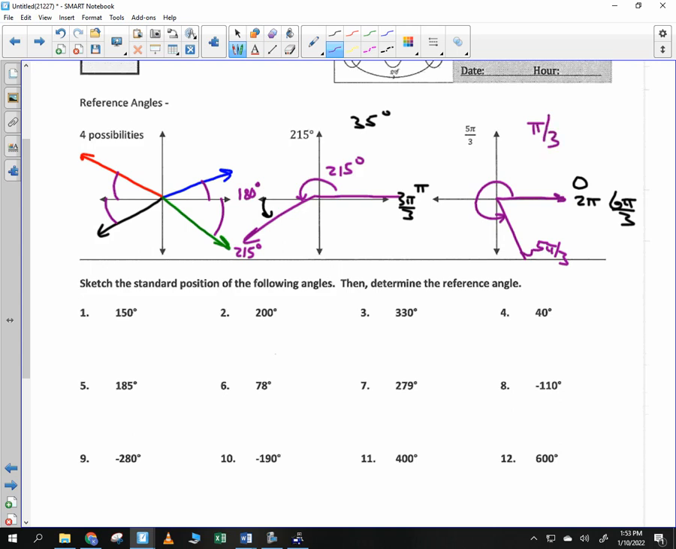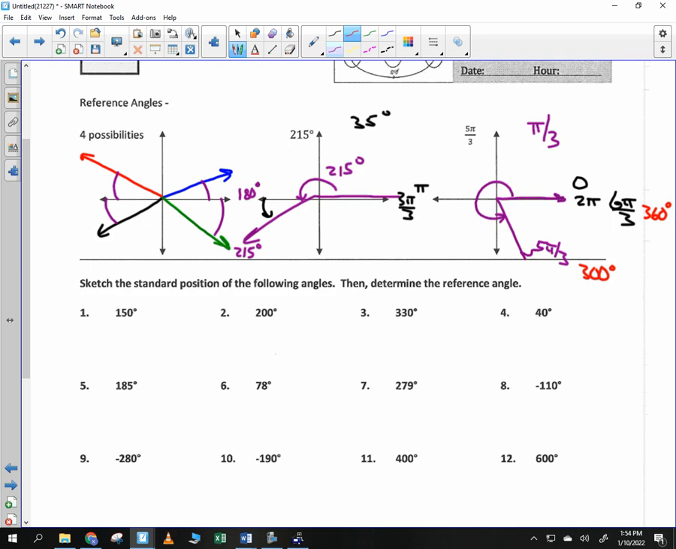Now, if you wanted to do the conversion, go ahead. Some of you are like, well, I know that 5 pi over 3 is 300 degrees, and I know 6 pi over 3 is 360 degrees. So I'm going to say that it is a 60-degree angle, otherwise known as pi over 3. That's fine, too.